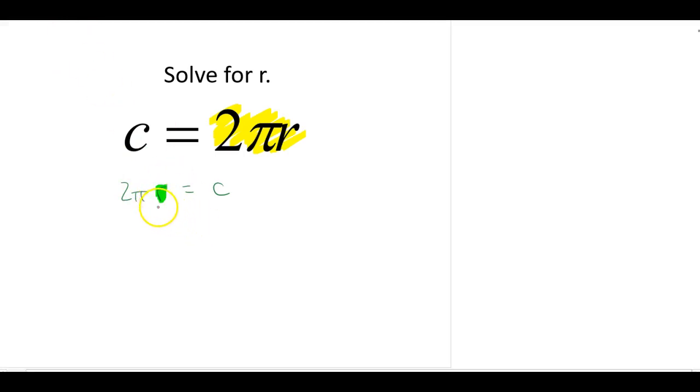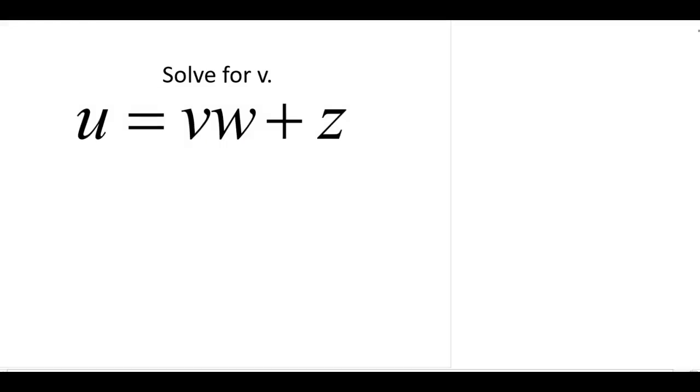Well, here's the thing, right? 2, pi, and r are all linked by multiplication. So how do I get r by itself? I divide by 2. I divide by pi. Whatever I do to that side, I do to this side. So r is equal to c over 2 pi. Okay? So again, you're using inverse operations, starting with undoing addition and subtraction first, multiplication and division second.